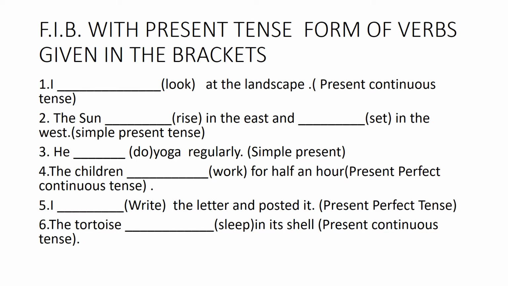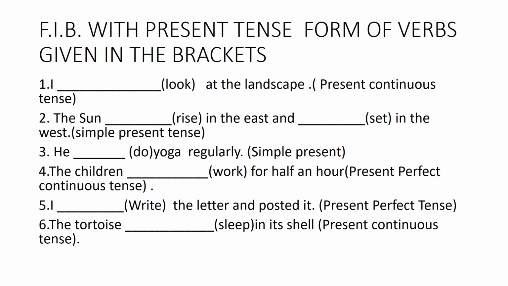Fourth example, the children dash for half an hour. Present perfect continuous tense. If the subject is he, she, it, it is has been plus ing. If the subject is I, you, we, they, have been plus ing. The children, the subject is they. They have been working for half an hour.